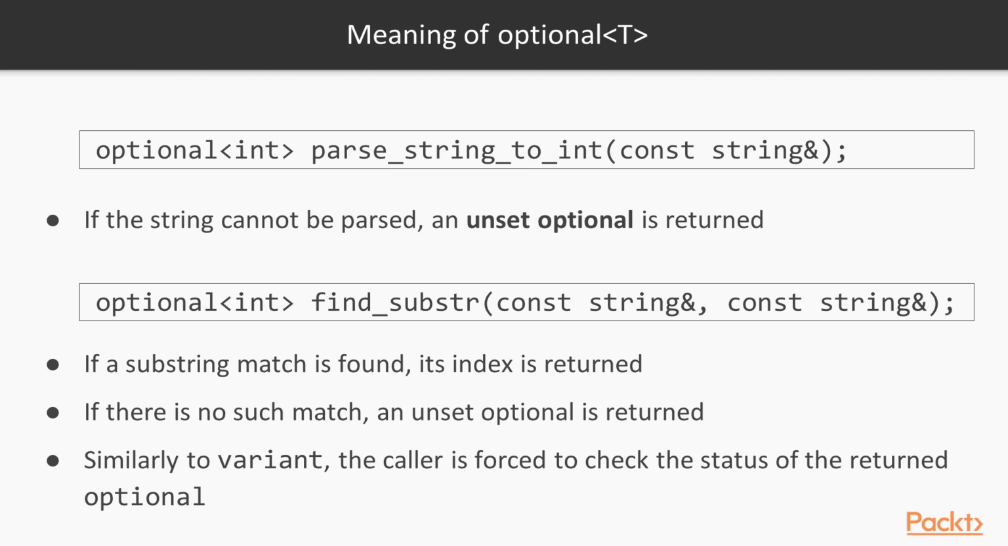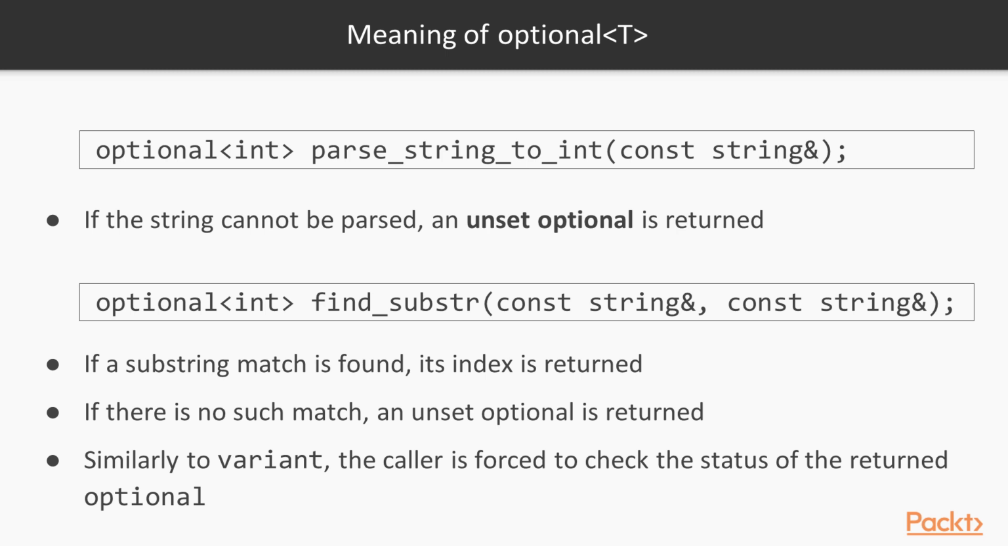Another example is finding a substring inside a given string. In this case, we will return the index if we find a match by placing it inside the optional, but if there is no such match, we can simply return an unset optional.